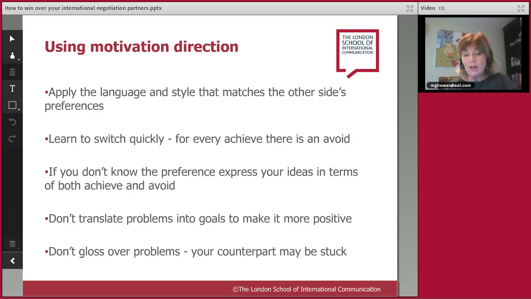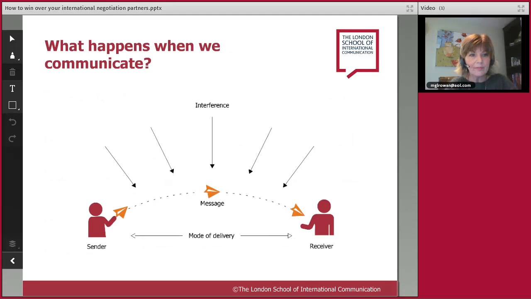So from here, I'm just going to move on now to another point that deals with the issue of motivation direction. But let's look now at how we can avoid some typical early misunderstandings that arise. And here we have you communicating with your counterpart. And you know exactly what you want to say. You know exactly what the content would be, and you have your goal and your problems.